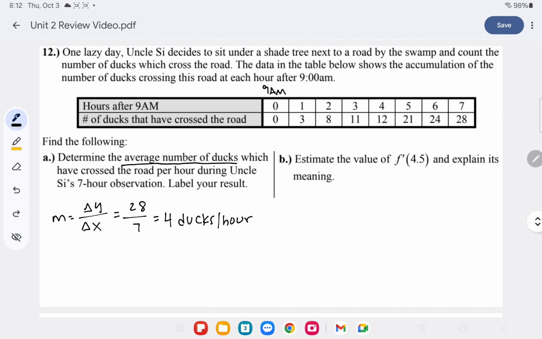So if we want to estimate the value of the slope at 4.5, obviously there is no 4.5 here, but we can estimate it by looking between 4 and 5. So now I'm just going to find the slope between 4 and 5. So 21 minus 12 over 5 minus 4. So that would be 9 ducks per hour at that time of day. Apparently ducks are really popular right then.